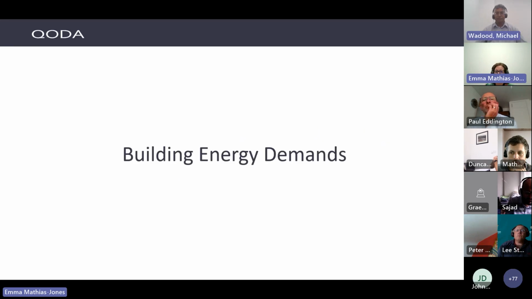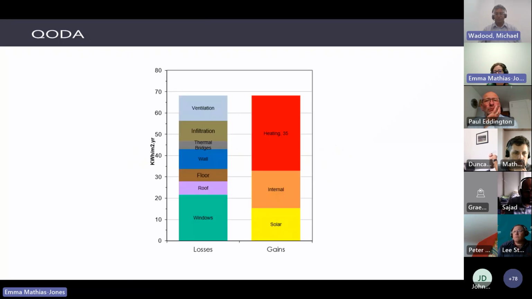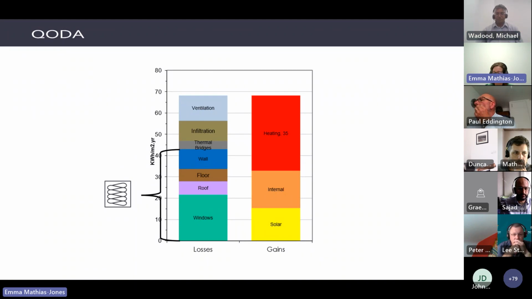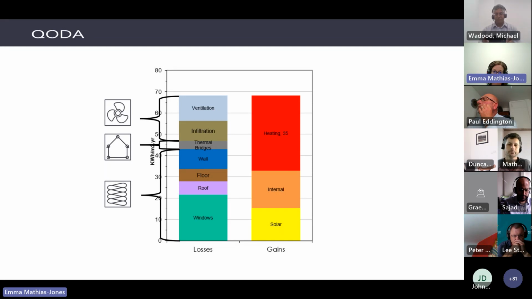For a bit of background, we'll start with the building energy demands, which you're probably familiar with. This is a graph showing the energy demands of a building. On the left-hand side, at the bottom, we've got the fabric heat losses from the planar elements: your windows, doors, roof, floor, walls. Then we've got thermal bridges, which we'll come to later. And then we've got our ventilation and infiltration heat losses. Infiltration is unintended leakage through the building envelope, and ventilation is your ventilation system, which you need for occupant thermal comfort.